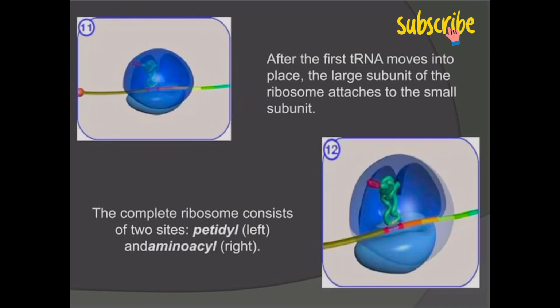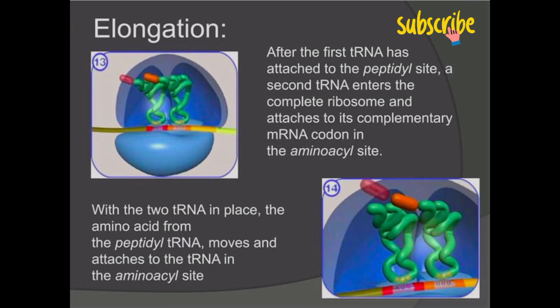After the first transfer RNA moves into place, the large subunit of the ribosome attaches to the small subunit. The complete ribosome consists of two sites: the peptidyl site is present toward the left side and the aminoacyl site toward the right side. So the second step of protein synthesis, or translation, is elongation. After the first transfer RNA is attached to the peptidyl site, a second transfer RNA enters the complete ribosome and attaches to the complementary messenger RNA codon in the aminoacyl site.